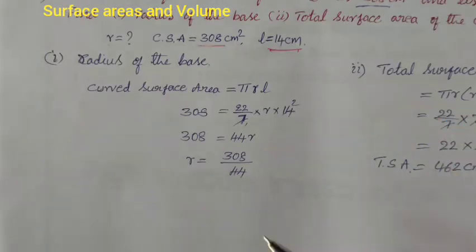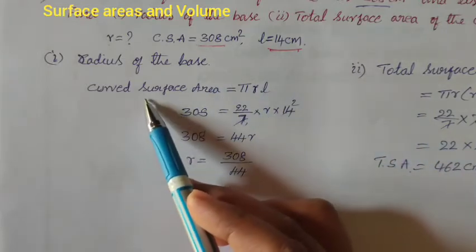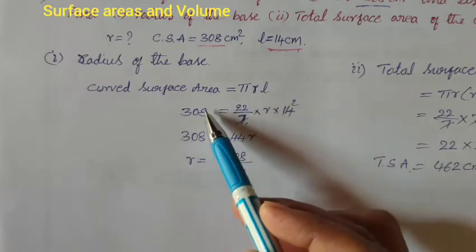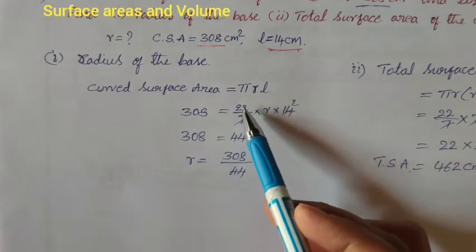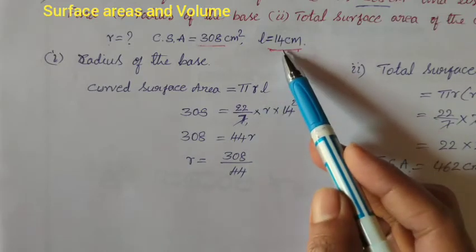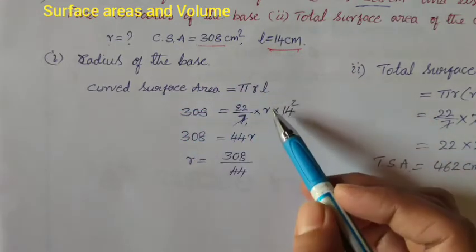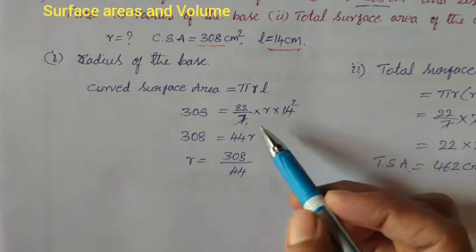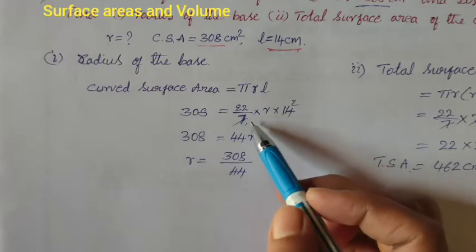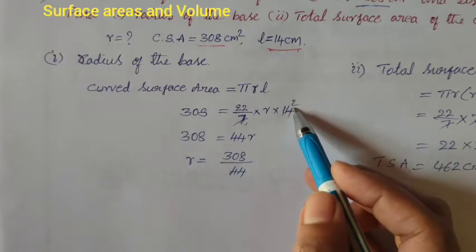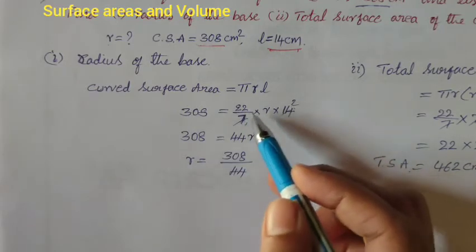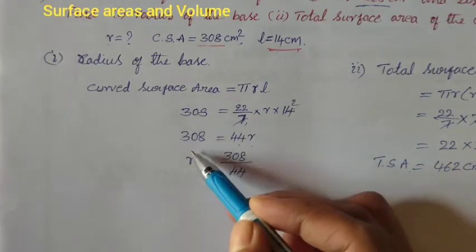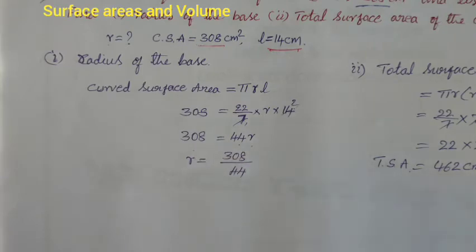So, the curved surface area is given. That's why I will take the curved surface area formula. That is pi r L. The area is 308 and pi value is 22/7 and r value is not given. It is to be found, and L is given, that is 14 centimeter. So now we can substitute the values. After that you can cancel 7 ones are 7, 7 twos are 14. So multiply the numerator. 22 into 2 is 44, into r is 44r, that equals 308 centimeter square.